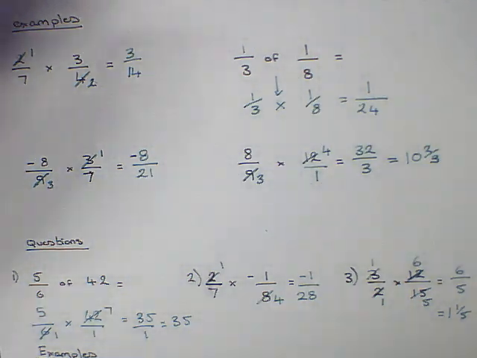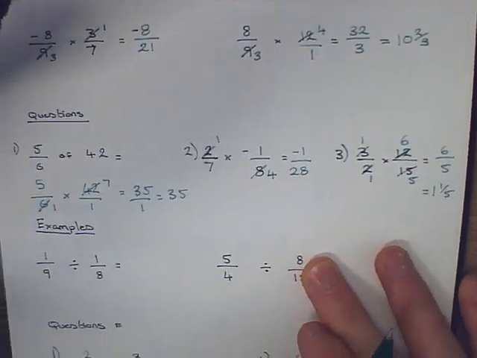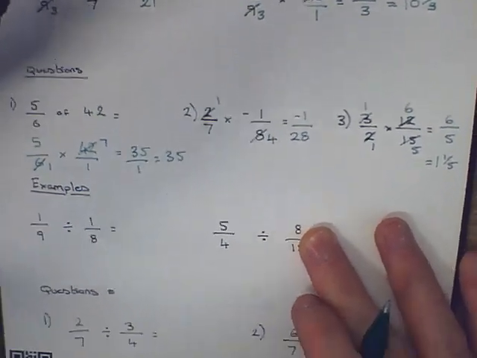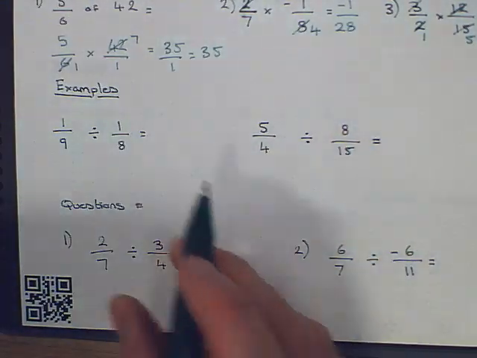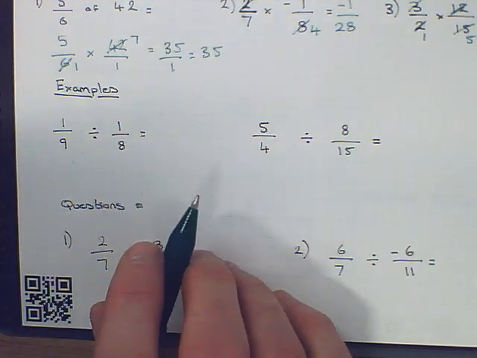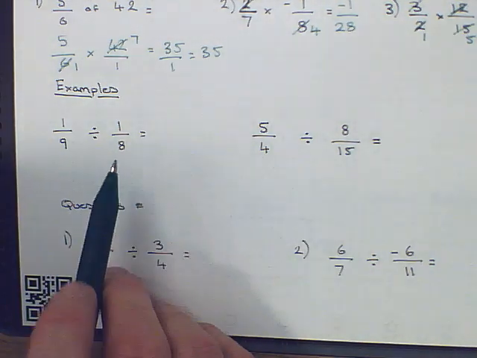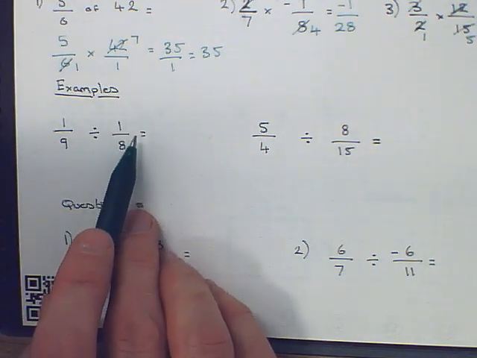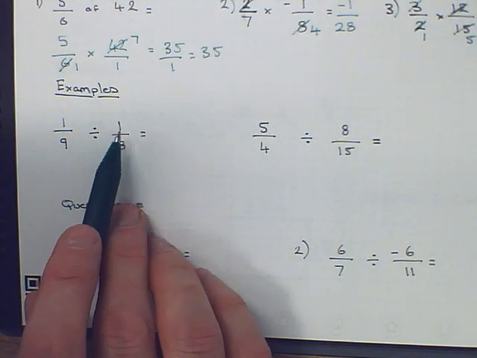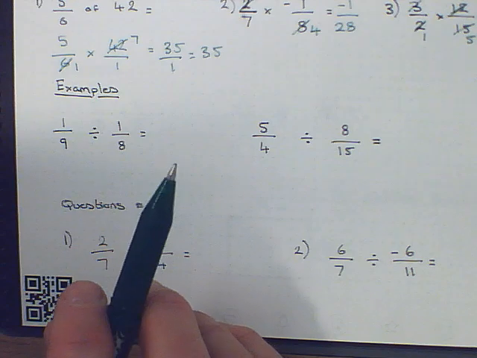Let's do some dividing. So here are my examples for dividing. Now a division, to work out a division, we have to multiply by the reciprocal. Okay, now the reciprocal is going to be the opposite of this fraction. But when I multiply this fraction by its reciprocal, my answer should be 1.